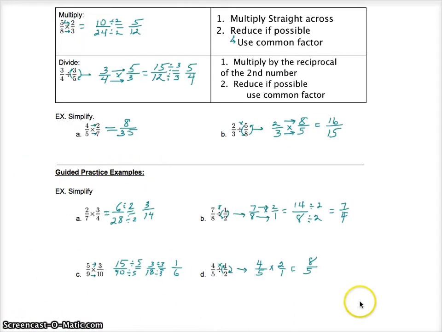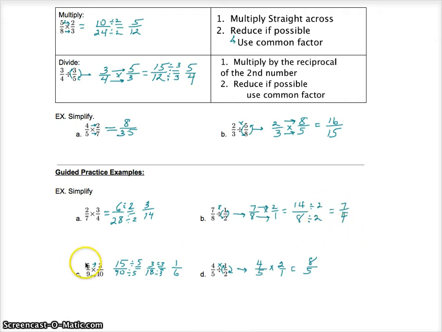Alright, here are the solutions to our guided practice examples. 2/7 times 3/4 equals 6/28. They're both divisible by 2, so they can be reduced to 3/14. Part B, 7/8 divided by 1/2. I've got to multiply by the reciprocal, so that is 7/8 times 2/1, which gives me 14/8. They're both divisible by 2, so we divide them by 2, and we get 7/4.